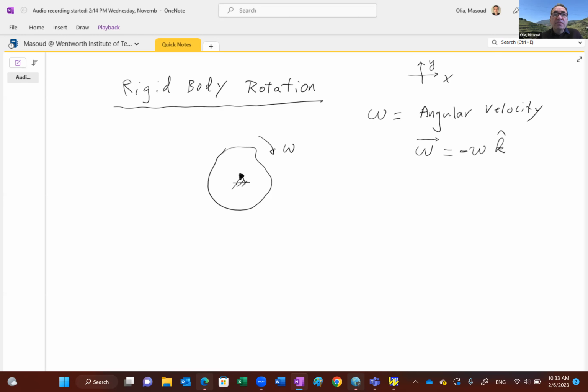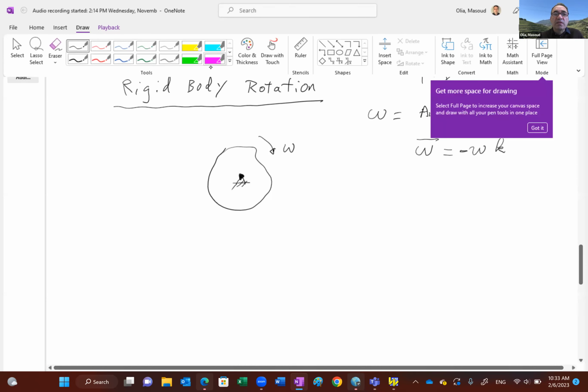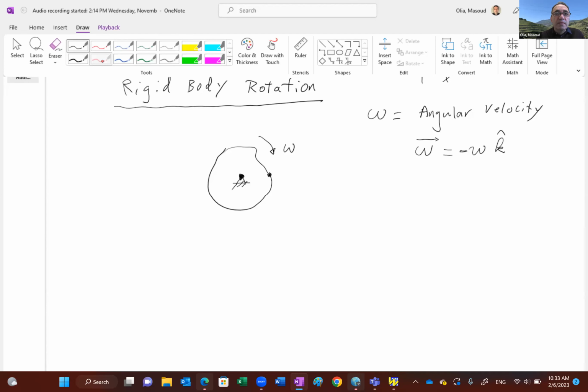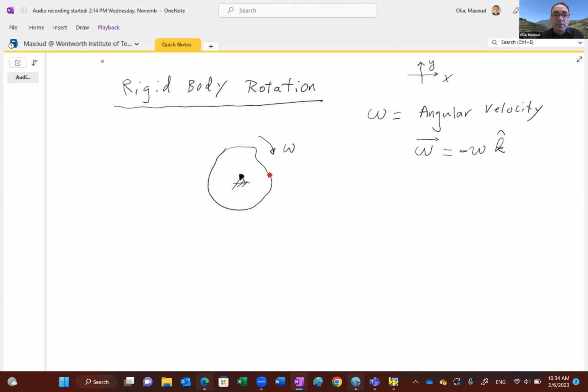So let's say now at this instant, you want to find, say, the velocity of a point, say this point here. I wanted to change this to red. It didn't take it, but that's all right. So let's say this is point A. Some point. It doesn't have to be on the outside of the body. It could be anywhere on the body.